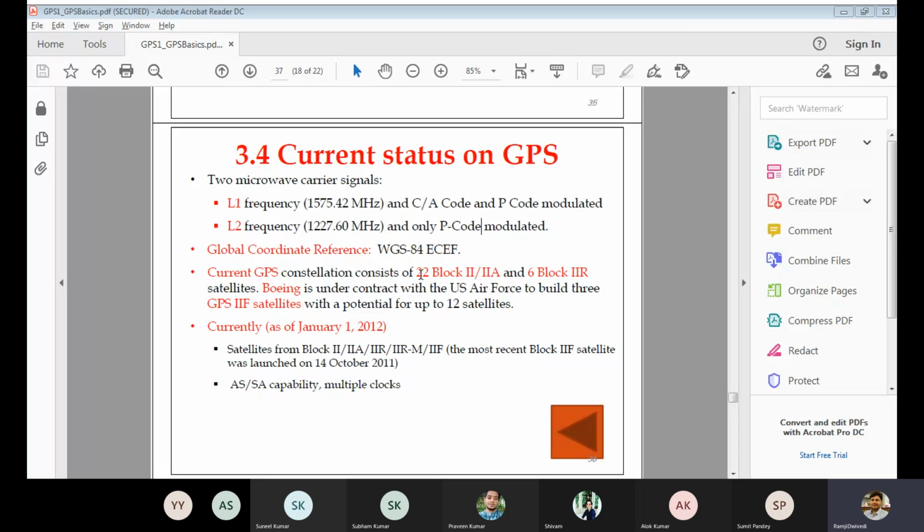In the current GPS constellation, you have 22 Block II and 6 Block IIR satellites, and Boeing is under contract with the US Air Force for GPS follow-on, the second follow-on satellites with a potential of 12 satellites. Currently, as on January 1, 2012, satellites from Block II, Block IIA, Block IIR, IIR-M, IIF. The most recent Block II level launched in October 2011.